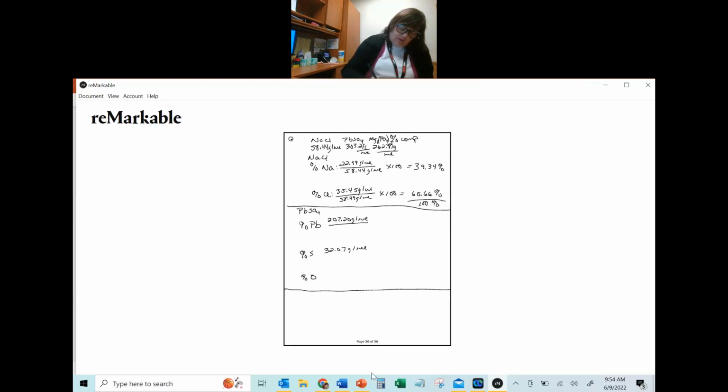We divide the mass of each component. Now, how many Pbs are there? There's one. How many S's are there? There's one. And how many oxygens are there? There are four. We then divide by the total mass for this PbSO4, which we calculated to be 303.27 grams per mole. Multiply that by 100. That gives me an answer.